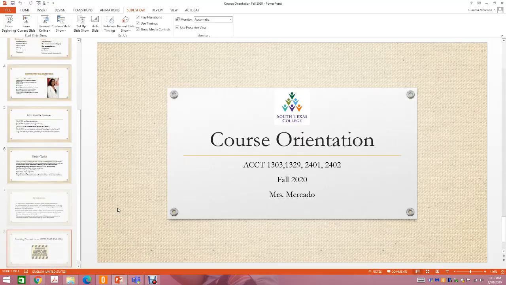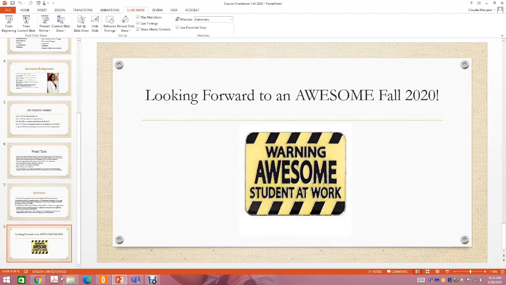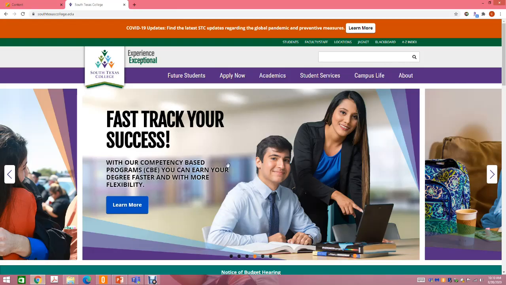So now I am going to transition over to Blackboard, okay? So I'm going to show you a course, and it doesn't really matter which course I'm going to go in, but basically how to get to my courses. So the first thing we're going to do is we're going to click the Blackboard link on the right-hand side of your STC webpage.